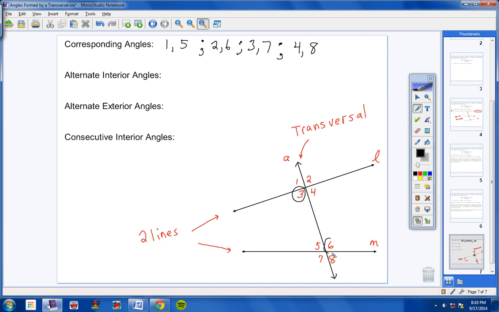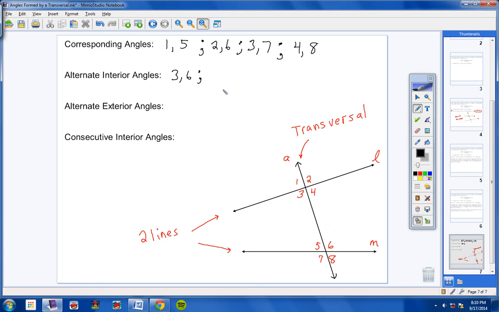Angles 3 and 6 are alternate interior angles. All right, 3 and 6. So go ahead and write 3, 6. And they're called alternate interior because 3 and 6 are on the interior. They're between the two lines that are being intersected. And they're called alternate because they're on different sides of the transversal.